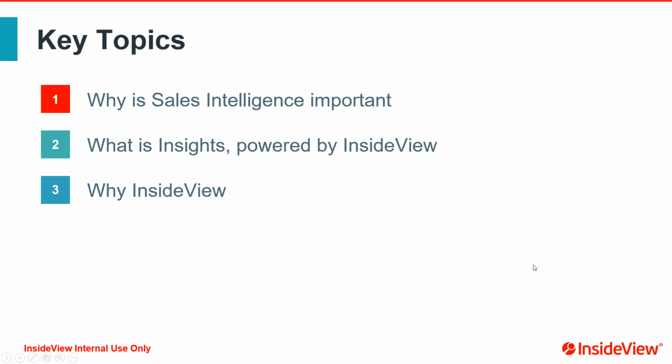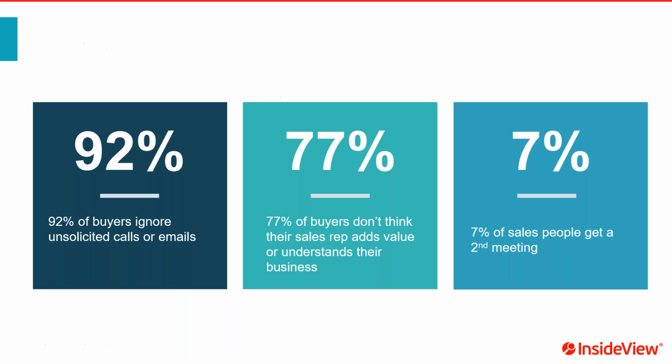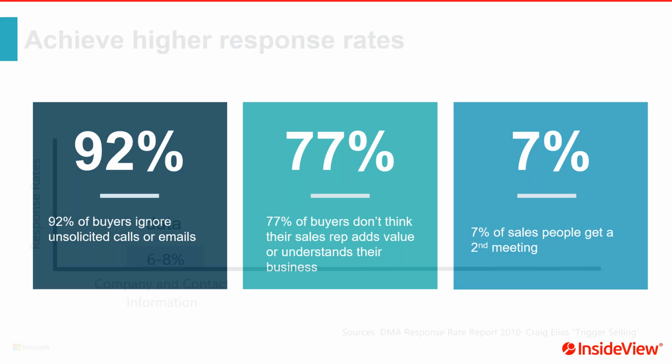So to set this up, we're going to talk about why sales intelligence is important, why you should even care, what is Insights powered by Inside View, and a little bit of why Inside View, and what that transition is. So here are the stats that we have. 92% of buyers ignore unsolicited calls or emails. 77% of buyers don't think their sales reps are adding any value or understand their business, which means they're inclined to leave you pretty easily. And then only 7% of salespeople get a second meeting. So we have to start doing different things now.